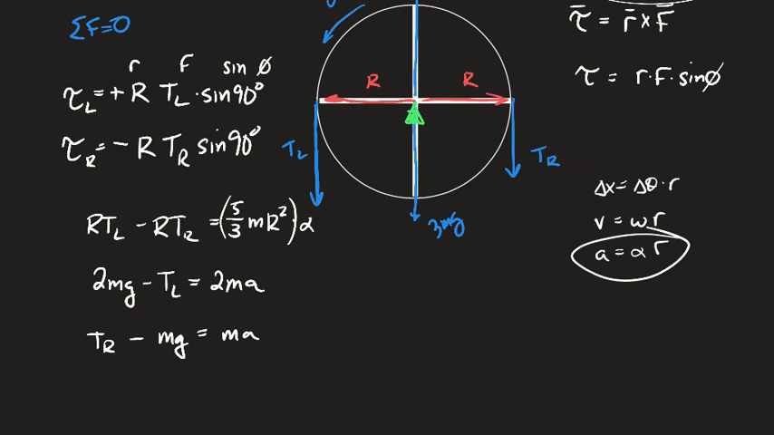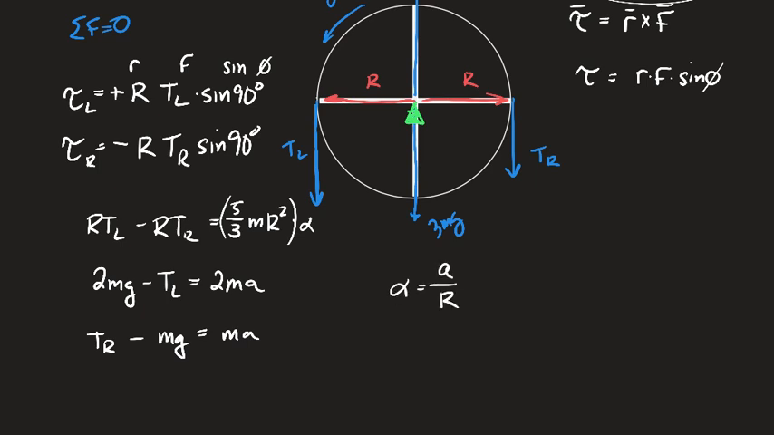This is an exceptionally important caveat. You need to make it. Can we relate the angular quantities to the linear quantities? I believe in this problem, we can. I think it's very clear that we should be able to, which means that alpha is going to equal A over R, the radius of the wheel. This has big implications to what happens next.